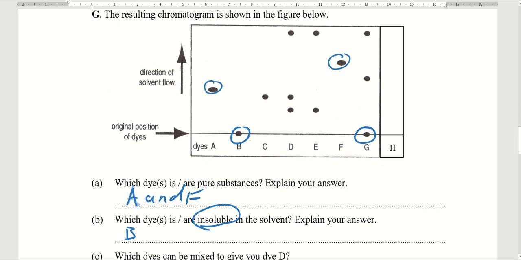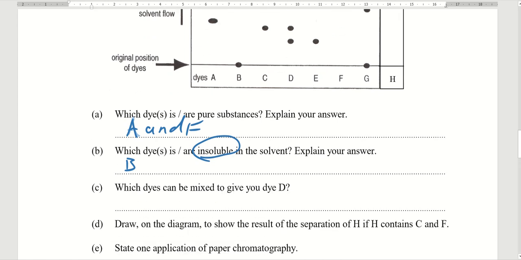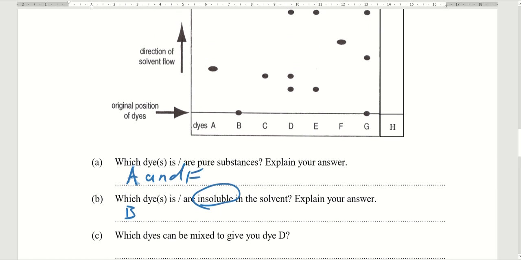But you also notice that dye G has these 2 that are on top. So there are parts of dye G that are soluble, and there are parts that are not soluble. Because of that, we are not able to conclude about dye G. Next question. Which dyes can be mixed to give dye D?